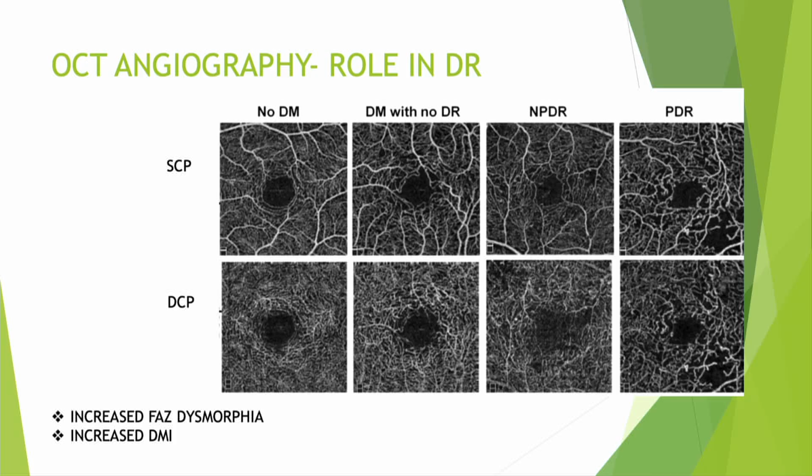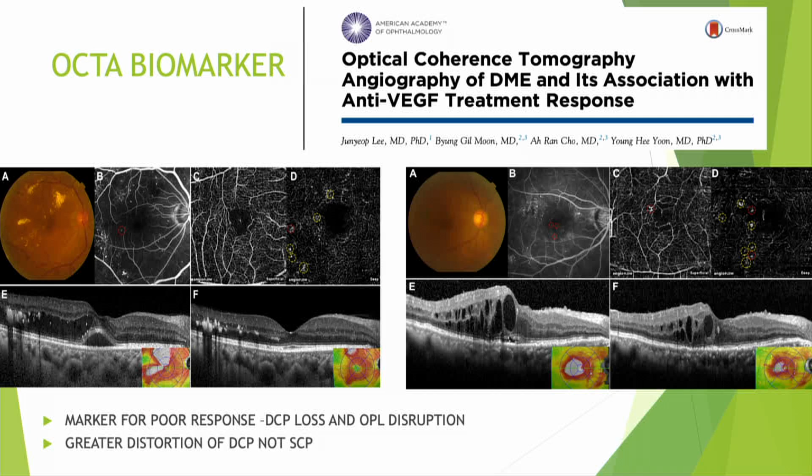OCTA is important in diabetic retinopathy as it identifies disease in the preclinical stages. Like you have increasing FAZ disruptions in the superficial capillary plexus, focal microaneurysms in the deep capillary plexus. And as one progresses from the no DR to the PDR stage, you have an increasing FAZ dysmorphia as well as increasing diabetic macular ischemia.